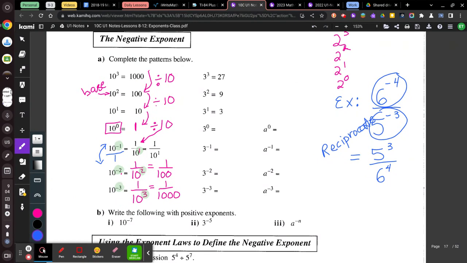So the minute you reciprocate anything, meaning you're flipping it upside down, you're changing its place. The minute you change its place, it's going to change its sign. So the negative will disappear and then it becomes positive.